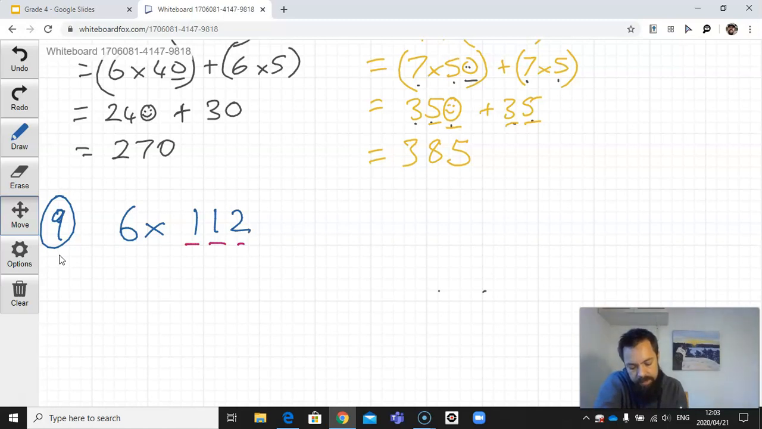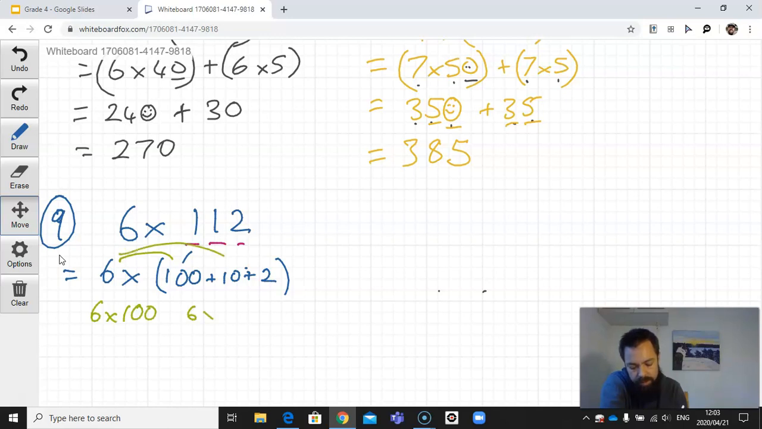But I think you would agree that I could break this down into 100 plus 10 from the middle plus 2. And I'm sure some of you at least are noticing that you could just do the same thing. So times each of the pieces together. So first 6 times 100, then 6 times 10, then 6 times 2. And then we'll add the pieces together.